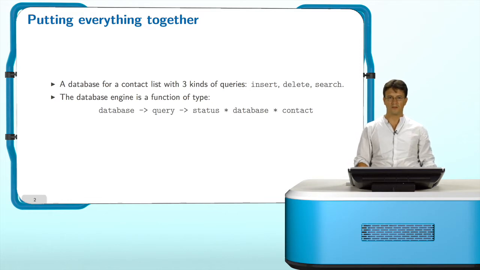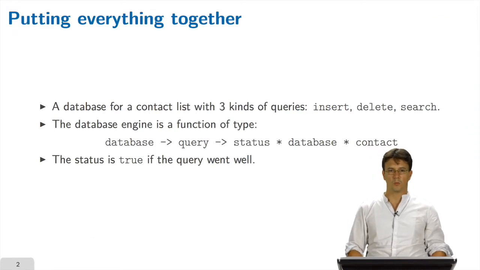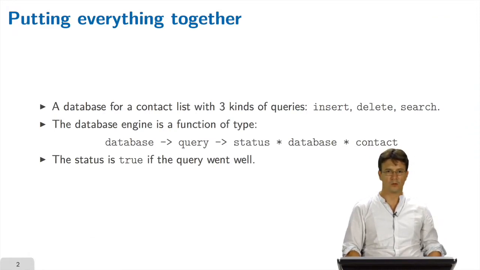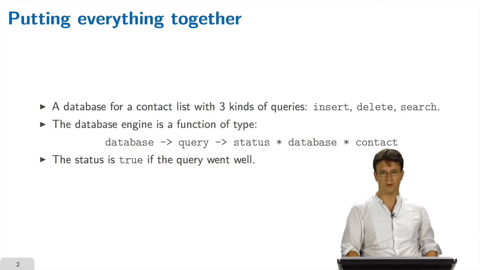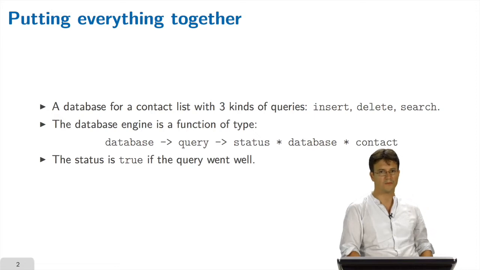So the type of this function will be the following one. You will take a database and a query, and return a triple composed of a status, a database, and a contact. The status will be true if the query went well. The second component, the database, will be a new database if we have inserted or deleted some contact. And finally, if a contact has been found, it will be found in the third component of this tuple.